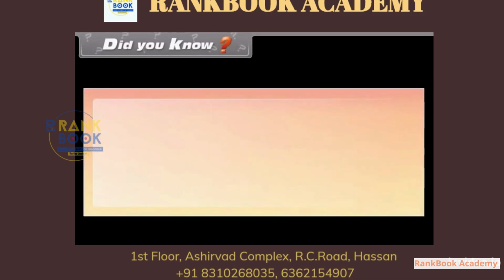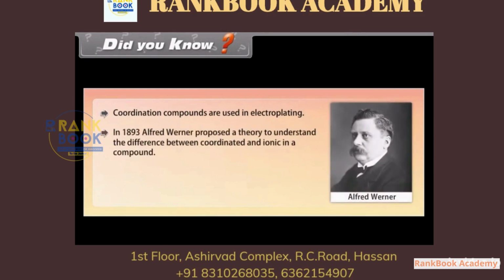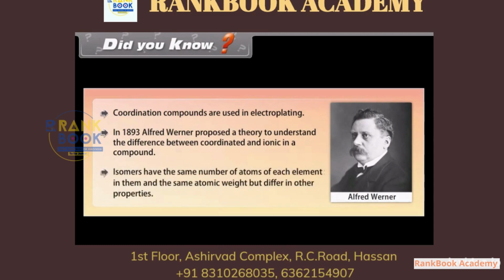Did you know? Coordination compounds are used in electroplating. In 1893, Alfred Werner proposed a theory to understand the difference between coordinated and ionic groups in a compound. Isomers have the same number of atoms of each element in them and the same atomic weight but differ in other properties.